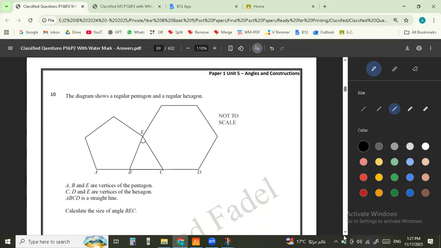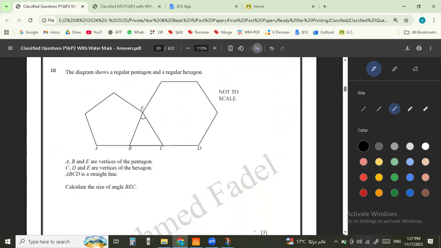The diagram shows a regular pentagon and a regular hexagon. They want you to calculate the size of this angle. There is no single number in the whole diagram. How can I find angle E? I'm not a magician. Well, you're not a magician, but you need to be a mathematician. All right, so how do you do this?